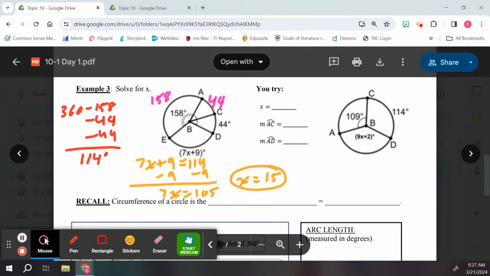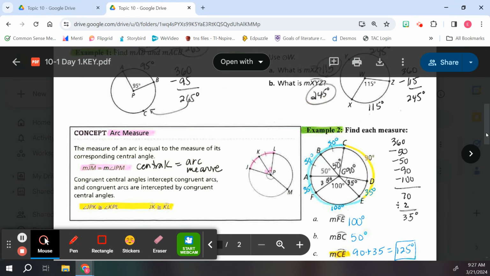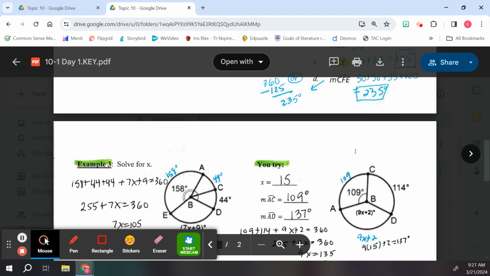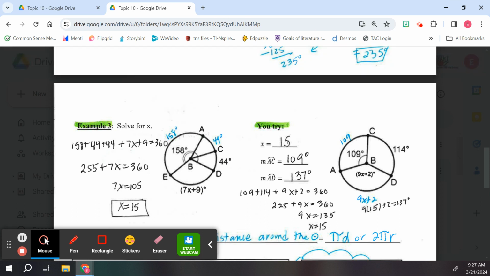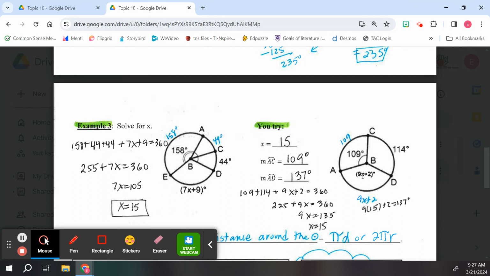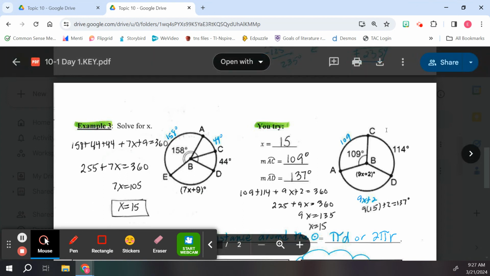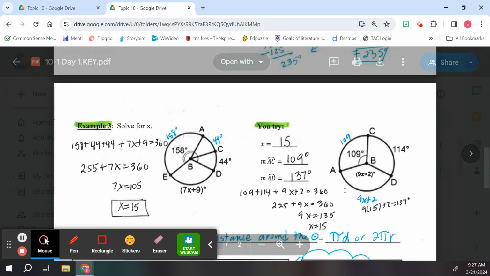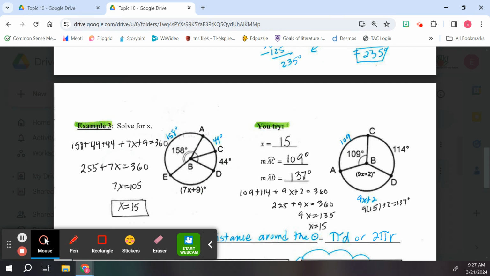Oh, let's check out our answers. So you should have gotten 15 for x, 109 for AC, and 137 for AD. Or right here, I'm sorry. Questions on that? This is just another way of doing it. I usually just try to find it first. It makes it a lot easier.